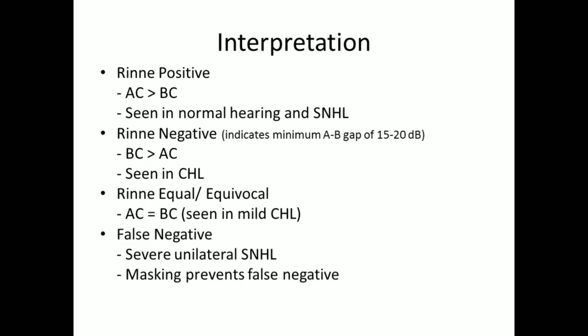Now the interpretation of Rinne test. So Rinne test is interpreted as positive, negative, equivocal or false negative. So Rinne positive means air conduction is heard better than bone conduction, and it is seen in normal individuals and in patients with sensorineural hearing loss. Then Rinne negative means bone conduction is better than air conduction. It is seen in patients with conductive hearing loss. Now for Rinne to be negative, the minimum air-bone gap should be at least 15 to 20 decibels.